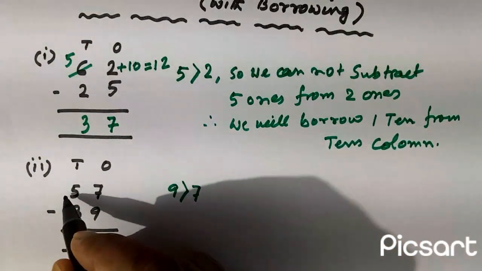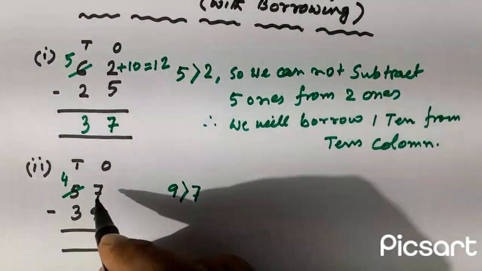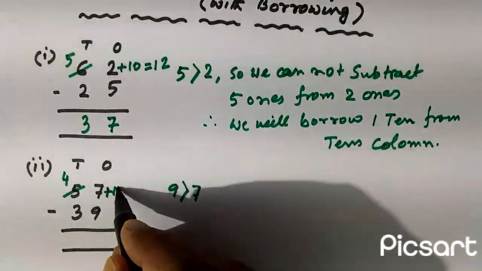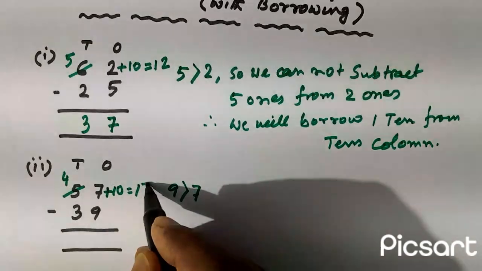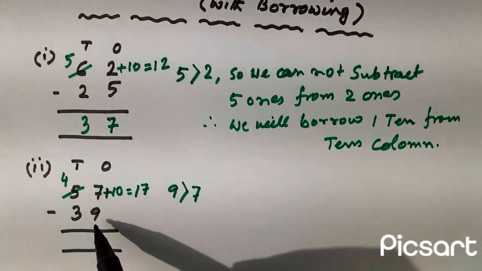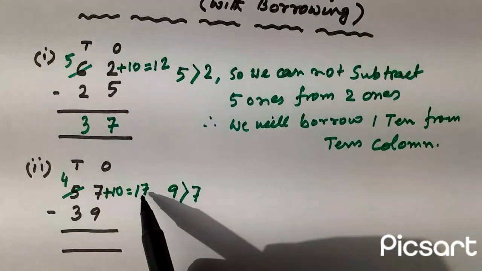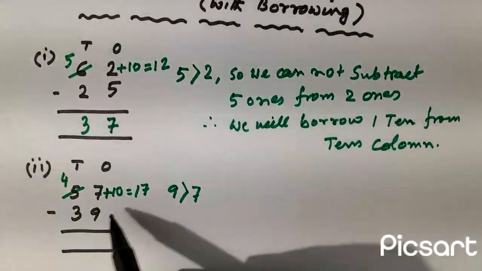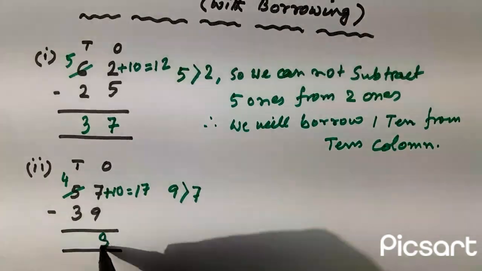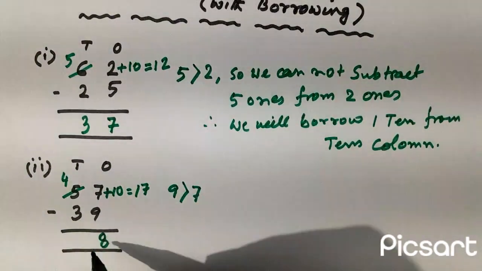So if we borrow 10, 5 will become 4 and 10 will be added here. So 7 plus 10, that is 17, it will become 17. Now we have to deduct 9 ones from 17 ones. So the result will be 8 ones. So we put 8 in ones column.